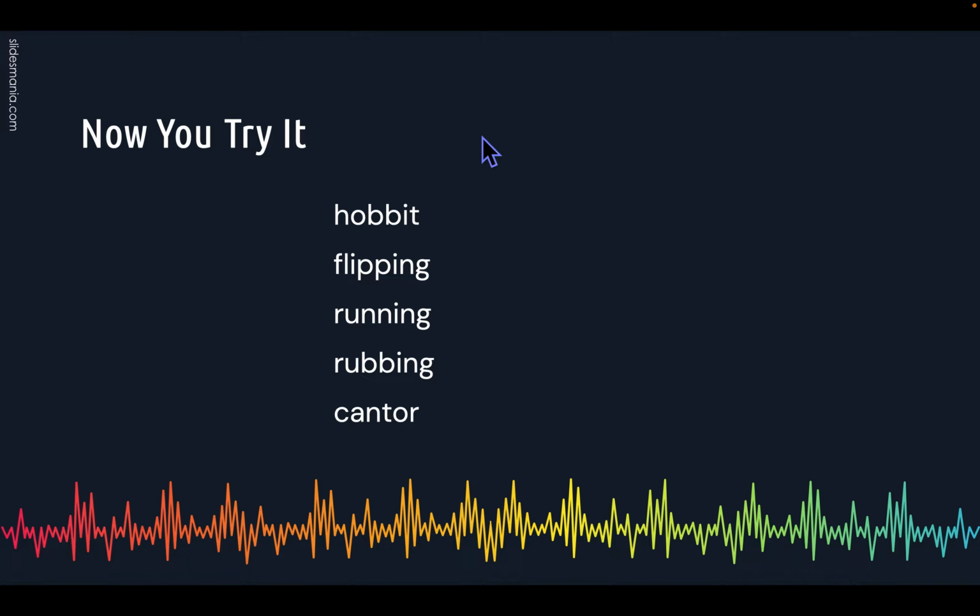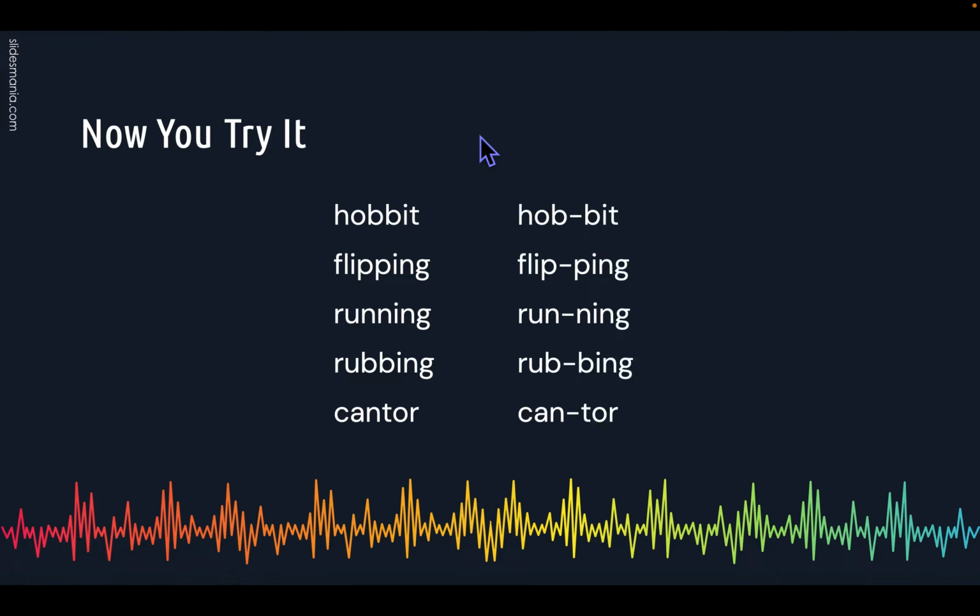Pause the video, think about where you would divide the words into syllables, and then come back and see how you did. We're going to split between the 2 consonants. You'll notice these 4 words, they have 2 consonants that are the same. This one has 2 consonants that are different, but we could still use the rule. Vowels in the middle of the syllable have the short sound, generally, so we will try that first.